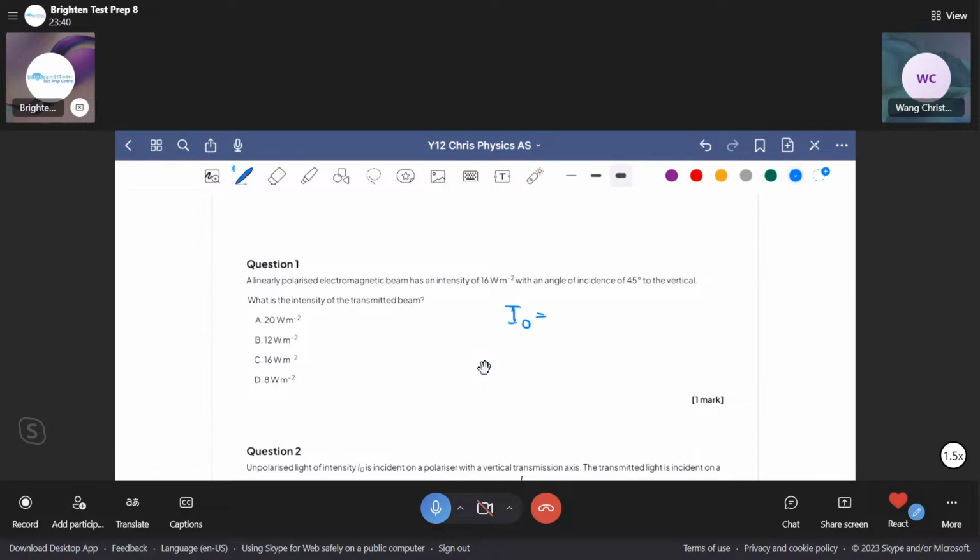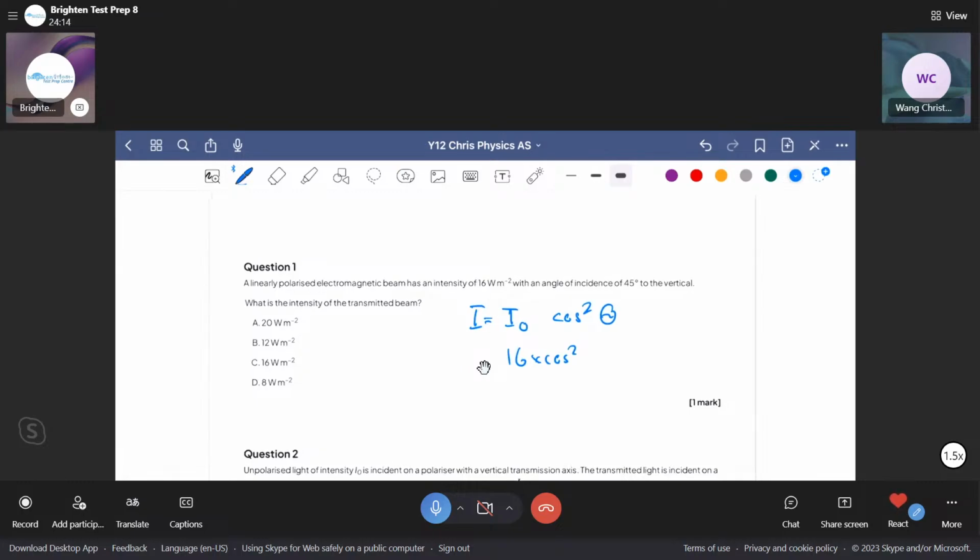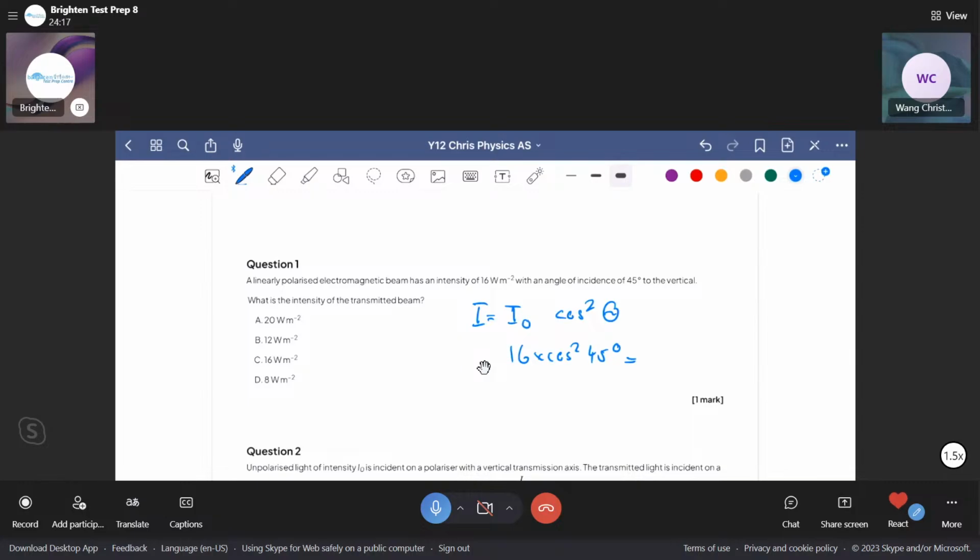Okay, yep. Yeah, that should have been like that and like this. So which one is which now? Which one do we want to know? We want to know the new intensity. Okay, all right. So standard procedure. So what do we get? 16 times cosine squared 45. Okay, and what is the cos of 45? Cosine squared of 45 is 0.5.